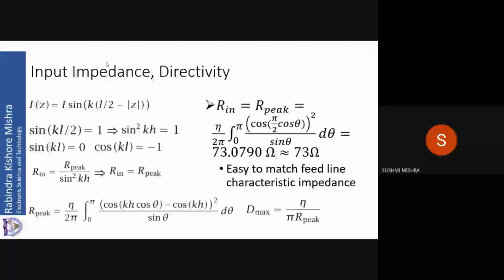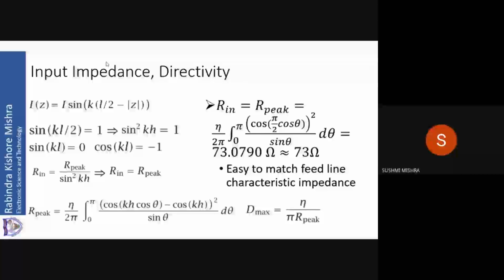This is the input impedance. Roughly, we can say this is the input impedance, but more accurately, we call this the radiation resistance. So, radiation resistance or input resistance is equal to 73 ohms. It is not appropriate to call it input resistance. The reason will be clear shortly, in the next slide I'll give you the reason. So, Rin is equal to 73 ohm.